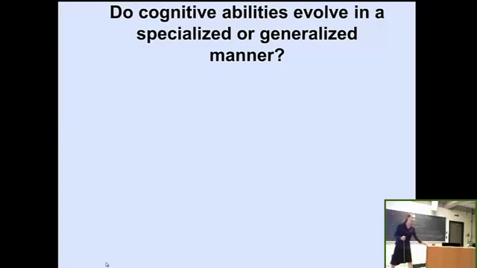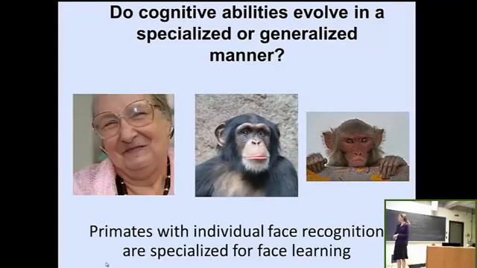But there are some examples of specialization that have attracted a lot of attention. And one of the best known examples of specialization is face specialization. So primates with individual face recognition are specialized for face learning. What that means is that we learn faces better than we learn other visual information. So this might be intuitive to you. You might not have ever thought about it before, but it's true.